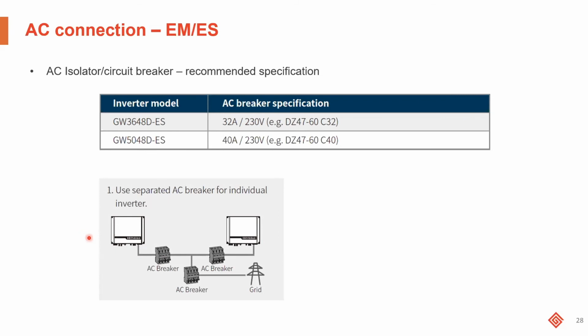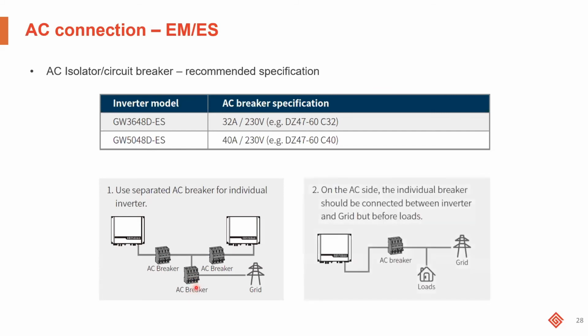If you happen to be installing multiple hybrid inverters, then each inverter should have its own AC breaker or own AC isolator, which is then paralleled into a main AC breaker or main AC isolator. If you're using an individual inverter, as you can see on the right-hand side, then it's sufficient to use one AC breaker on the AC output of the inverter itself.